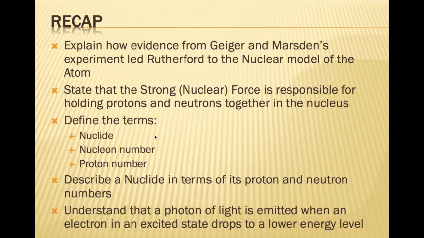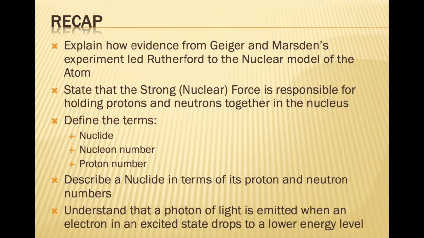We need to be able to define the terms nuclide, nucleon number, and proton number, and use these to describe a particular nuclide. And then right at the end of the lesson, we went on to look at how light is actually emitted from an atom. We looked in waves at how light came in sort of random bursts, which is why we don't get a lot of interference from light. And this is kind of the explanation of that.